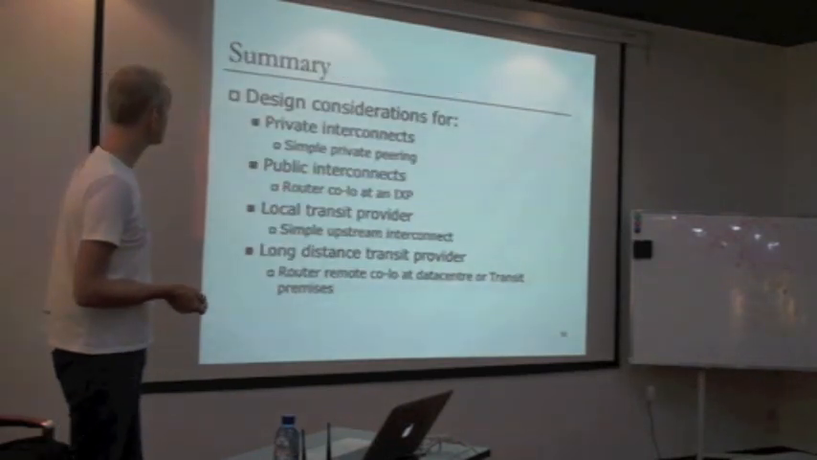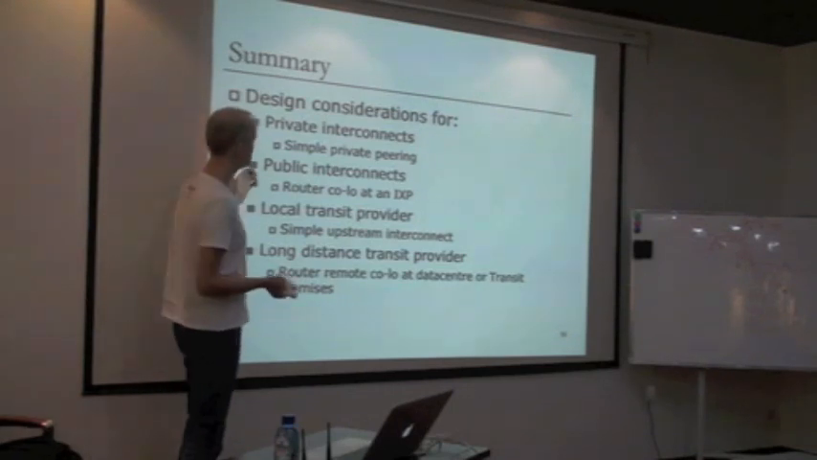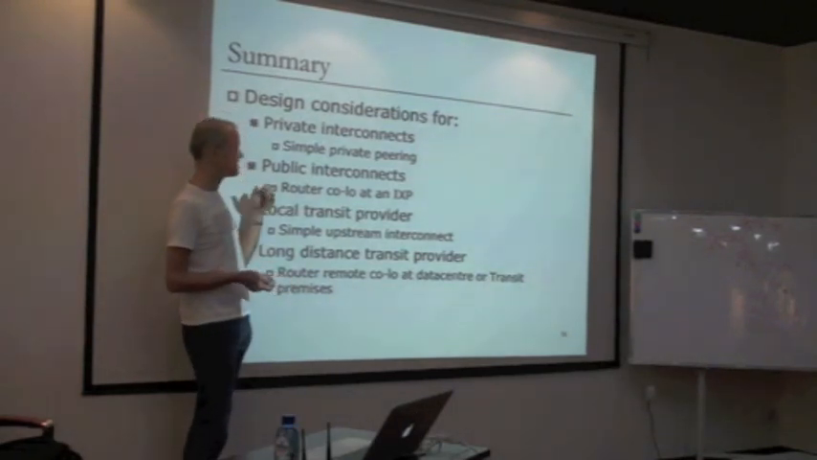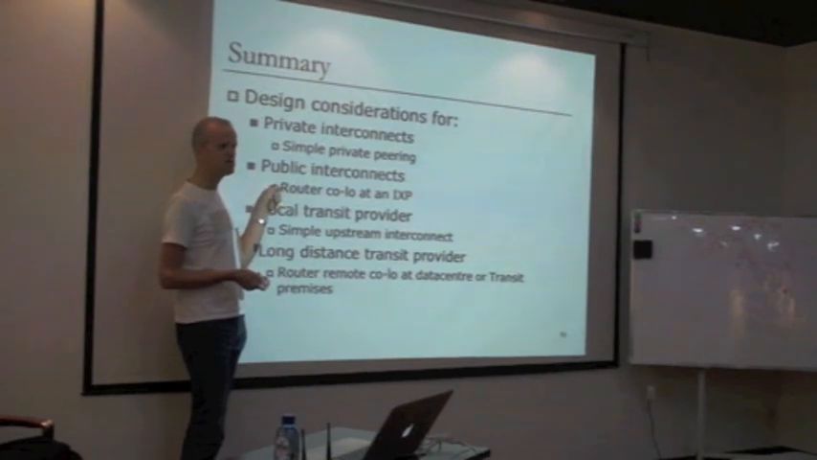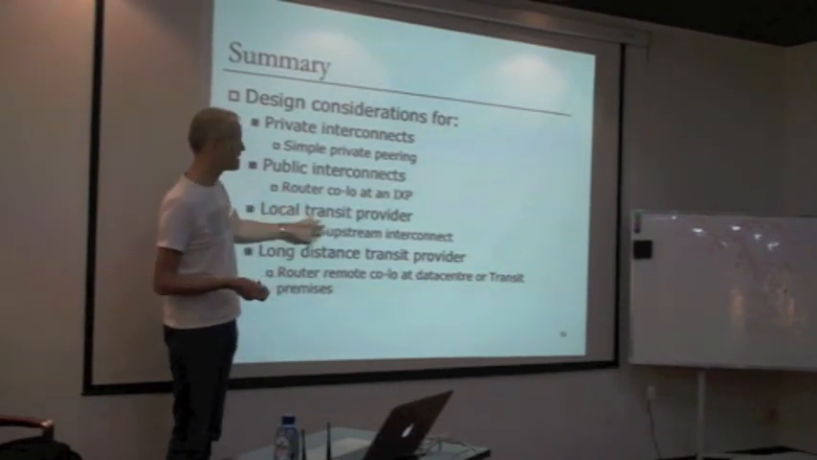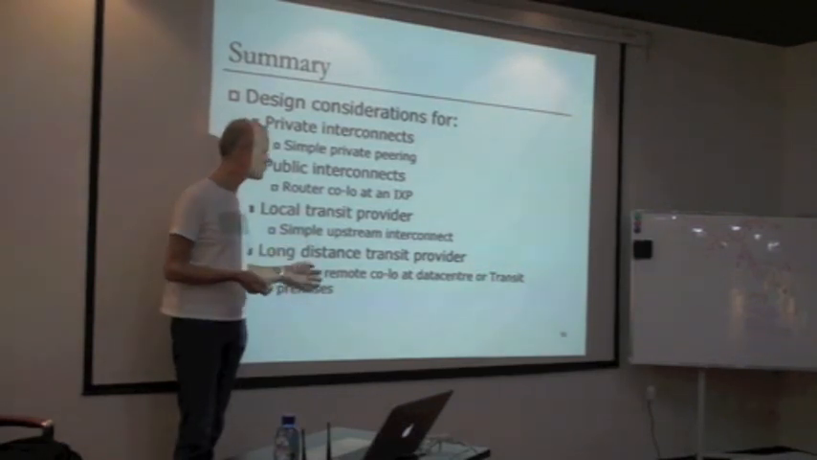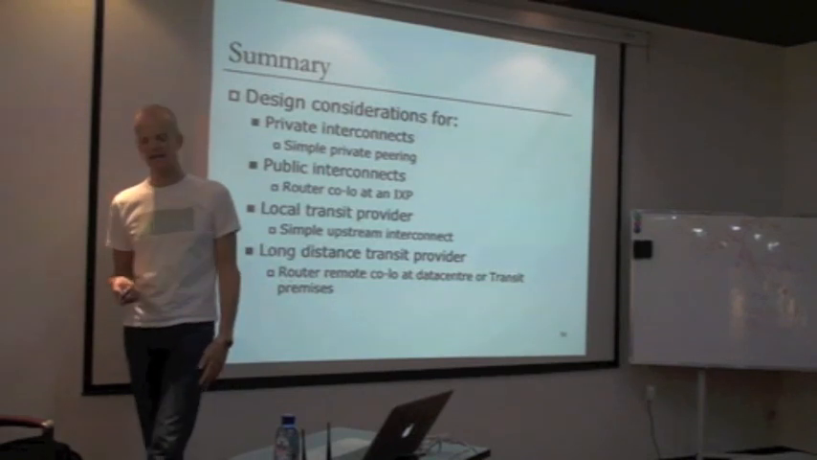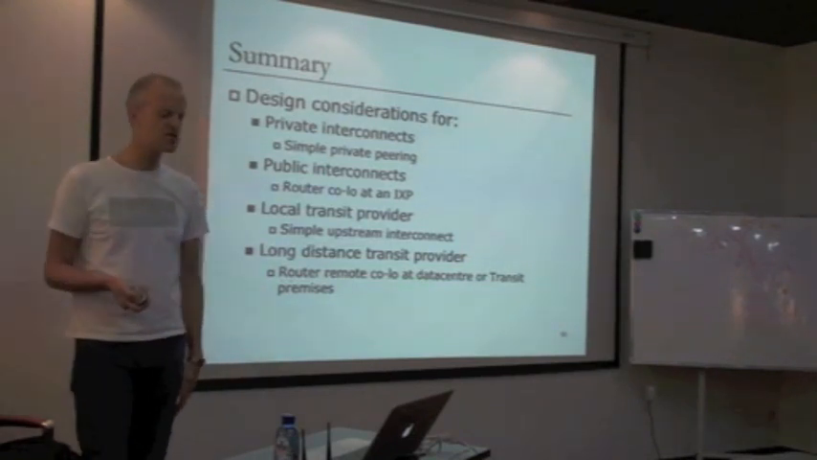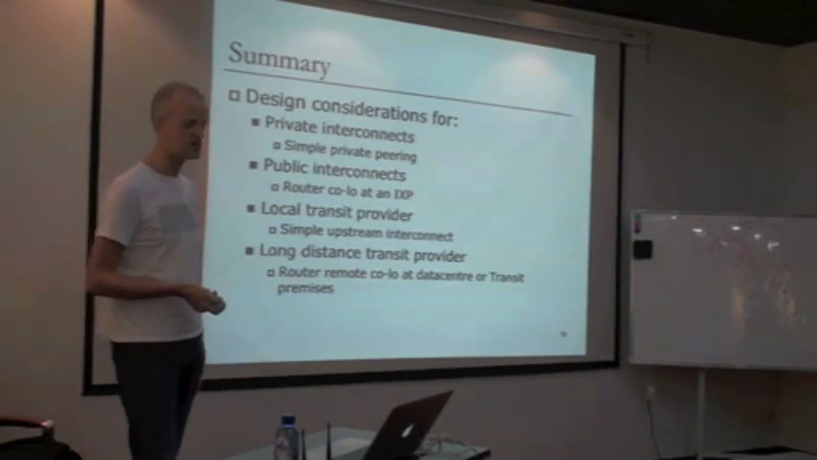So, summary of this: private interconnect, simple private peering. We've looked at the design needed for public interconnects. Put the router at the colo, at the exchange point. Local transit provider, simple upstream connection. Long distance transit provider, put the router in the remote colo, remote data center, and connect to the transit provider there. And also consider going to an exchange point there.